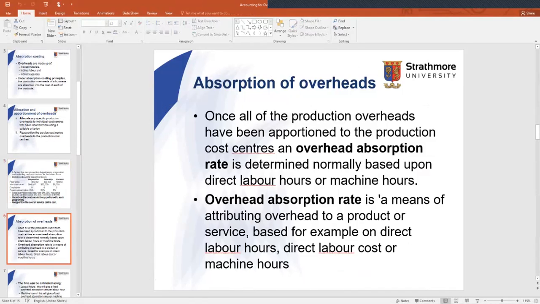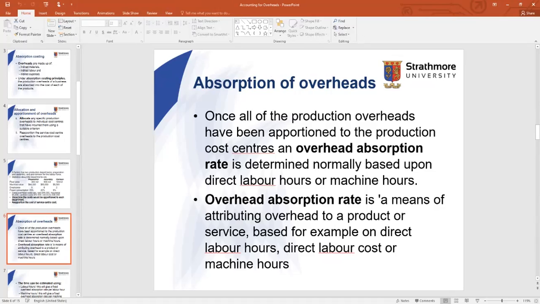Once all those production overheads have been apportioned to the production cost centers, don't forget, the concern here is more towards the production cost centers, because these are the departments that are involved in the manufacturing of the products. If there is a service center, don't forget the service center doesn't manufacture. An example, the finance department, is not involved in manufacturing at all. So the cost you'll be incurring in these service centers needs to be apportioned among the production departments.